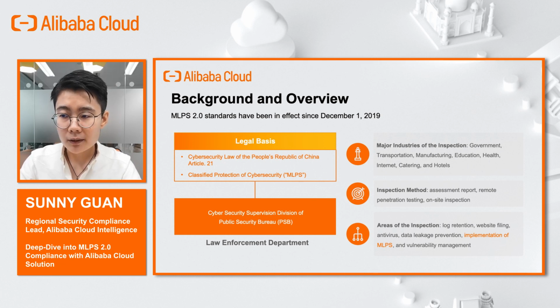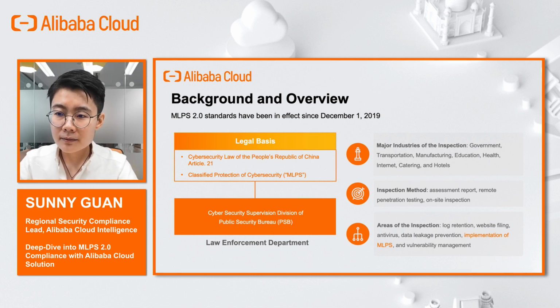The major industries under inspection are the key industries in China with a relatively greater impact on national security, social stability, and public interest. That means the scope here is more or less similar to the scope of CII, but broader. The implementation status will be inspected using methods including interviews of key personnel, review of the evaluation report, pen test, and also on-site inspection, etc.